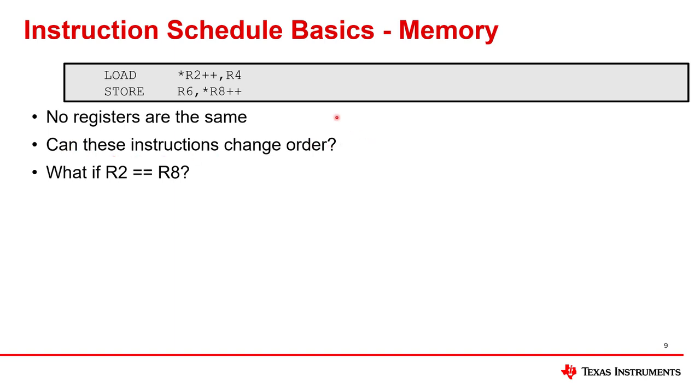And at first glance, you might go, sure, none of the registers are the same. These can go in either order, but what possible difference could it ever make? Well, consider the question, what if R2 and R8 are equal? What if they have the same address in them? In that case, they have to stay in this order to compute the same result, to get the same value in R4 and to store R6 to the same place. Okay?